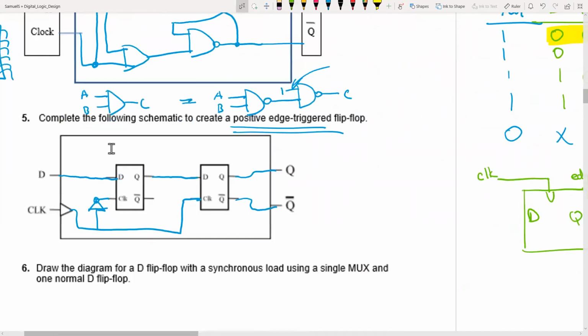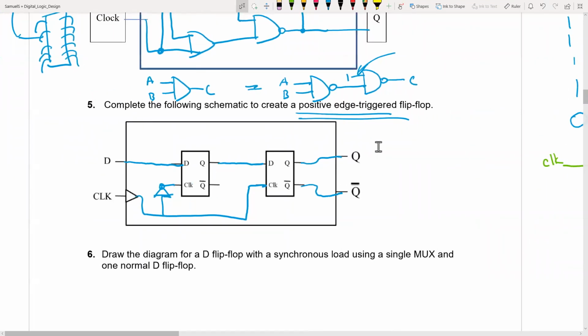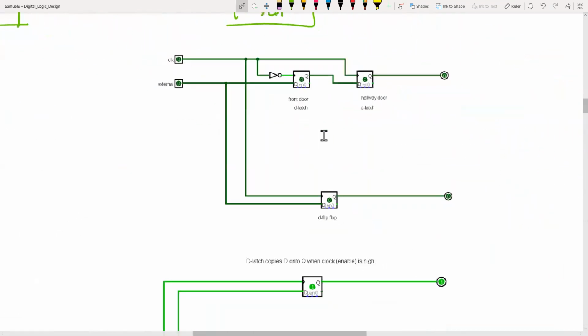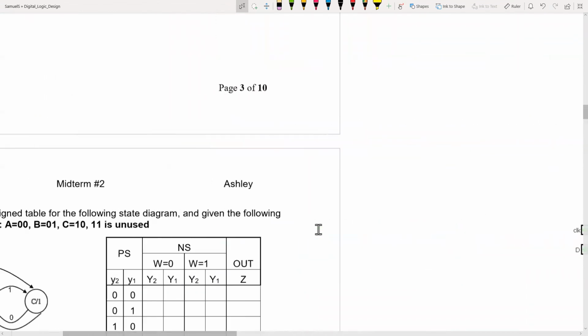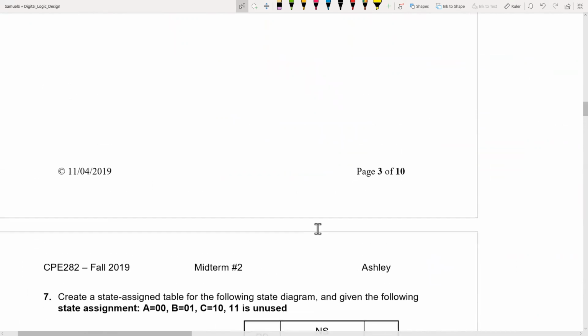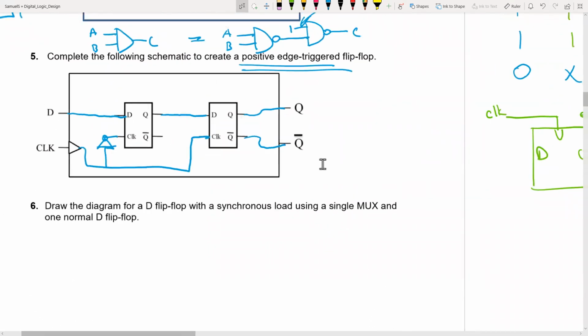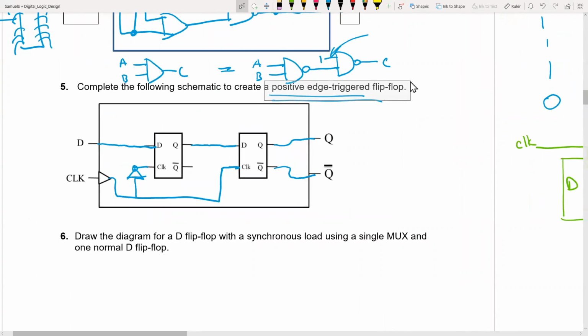And then just one last comment I want to make here. Notice that they said it's a positive edge triggered flip-flop. Remember how I was describing a low to high transition? It's only on the low to high transition. So when there's a rising edge in the clock signal, that's the same thing as a positive edge triggered flip-flop. Sometimes you might make a negative edge triggered flip-flop, meaning that D gets copied onto Q only when there's a falling edge, when the clock goes from high to low.